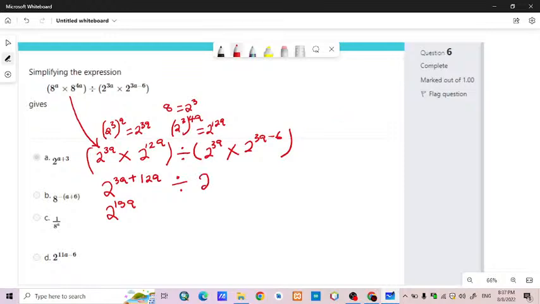Then you're gonna write that 2 here, and then you simply add the exponents. Here you're gonna have 3a plus 3a minus 6, right? Minus 6. 3 plus 3, since these are the like terms, this will be 6.